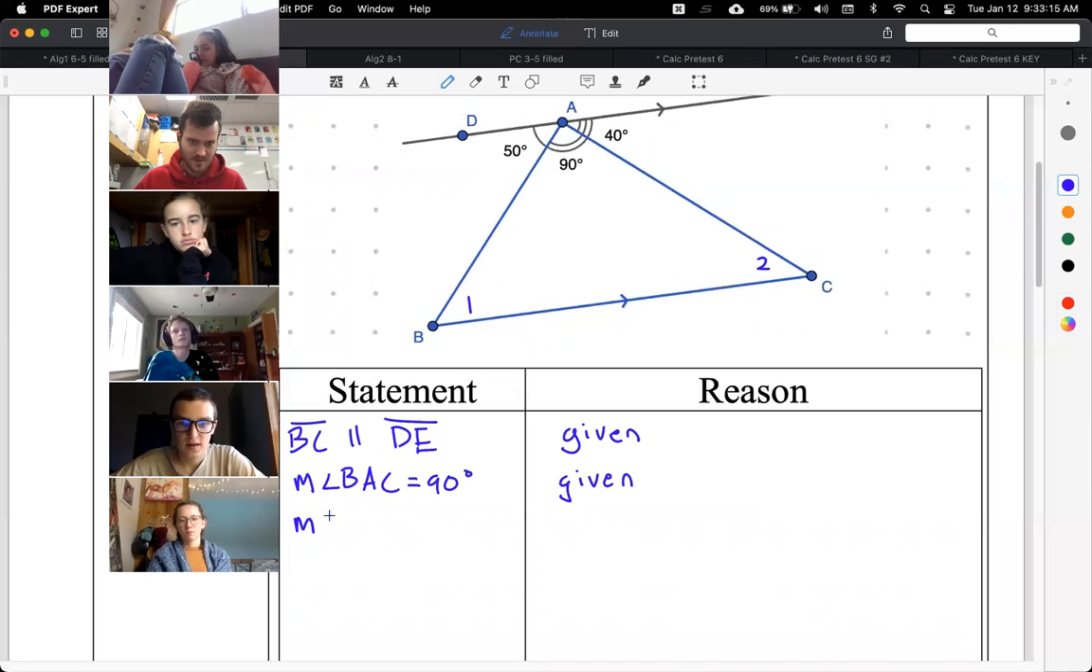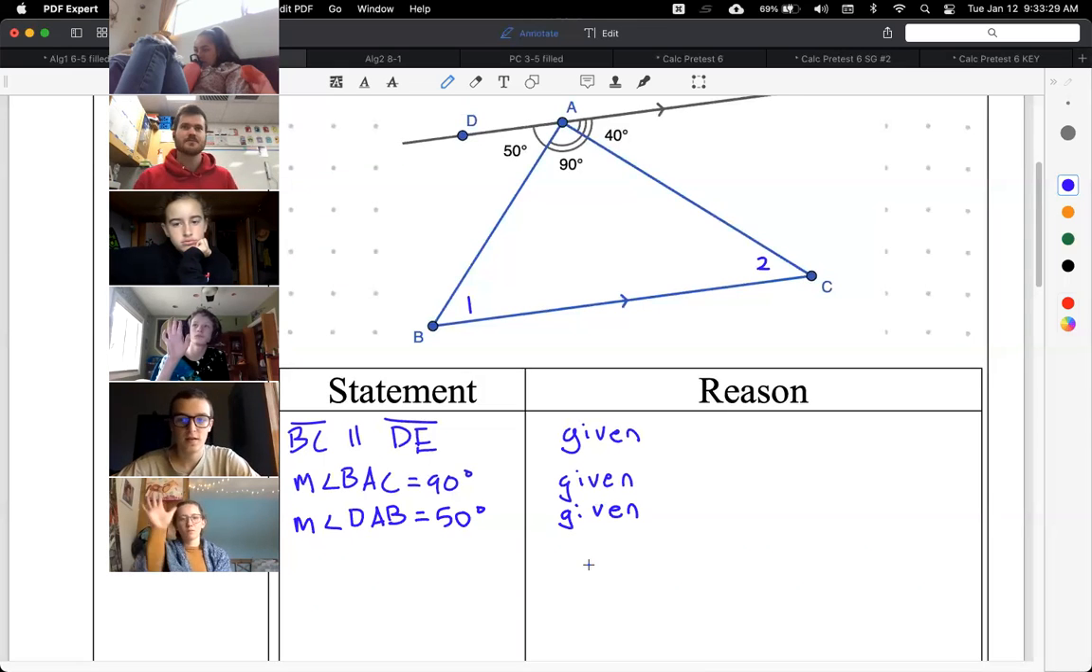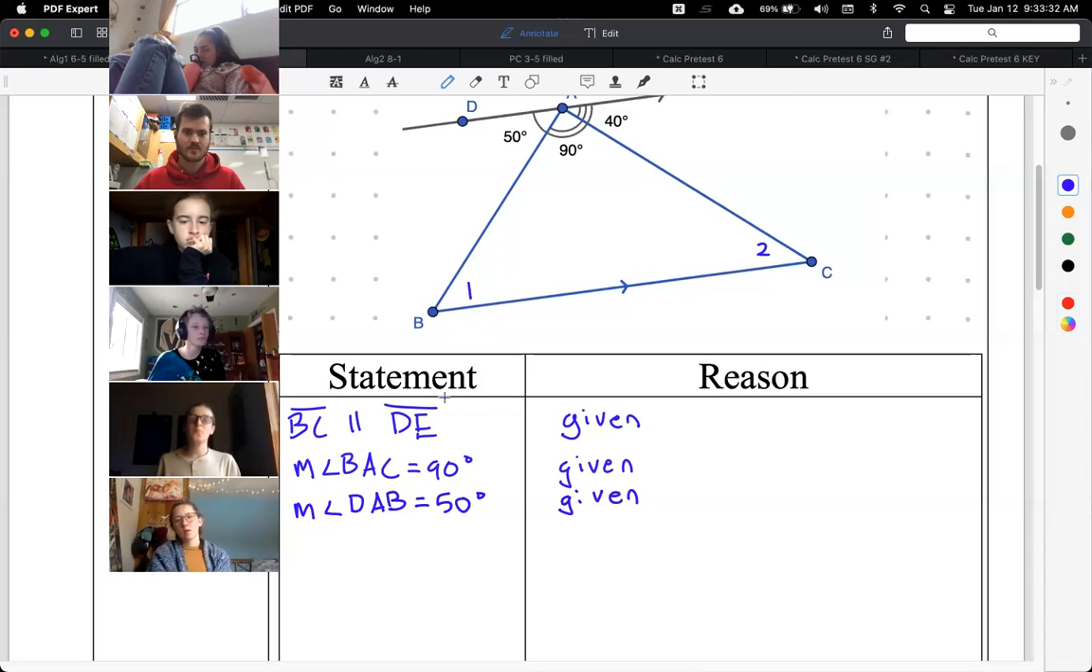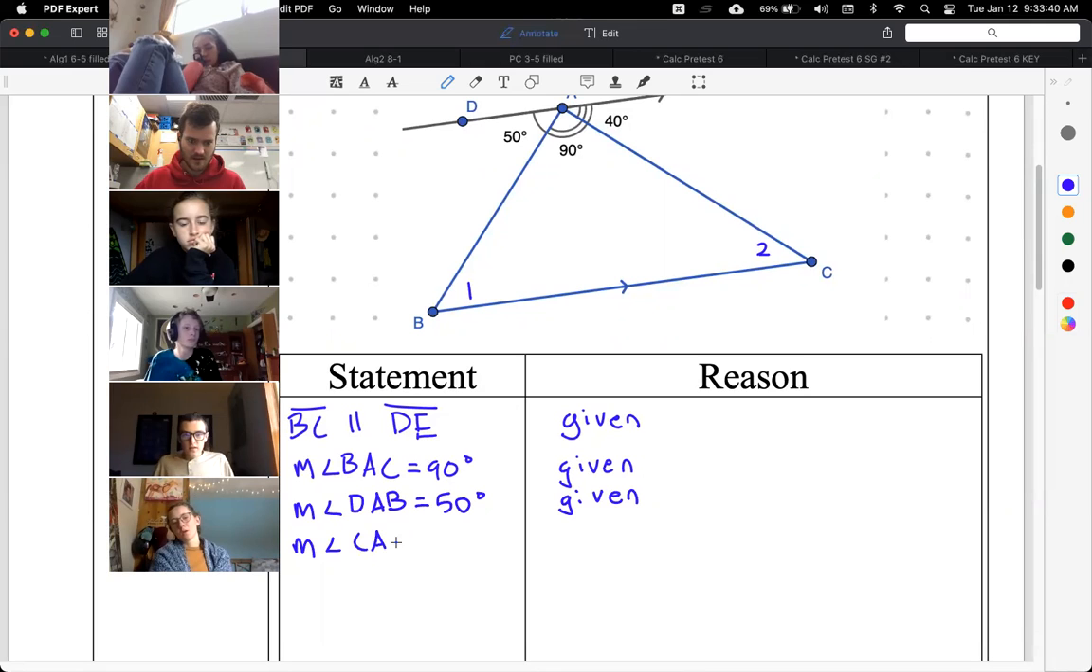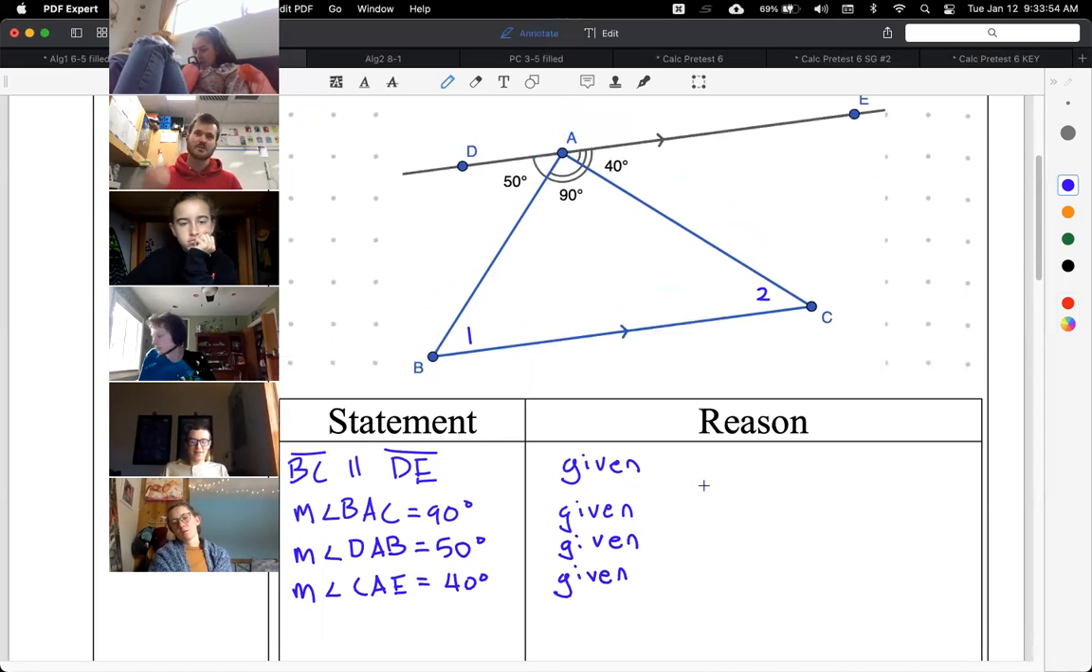So measure of angle DAB is given to be 50 degrees. Also given. What's the last given that we can see? Yeah, Charles. Angle CAE is equal to 40 degrees. Yep. CAE is equal to 40 degrees, given. And the lag here is making it really hard to write. Cool. Okay, we have our givens, we have our conclusion.